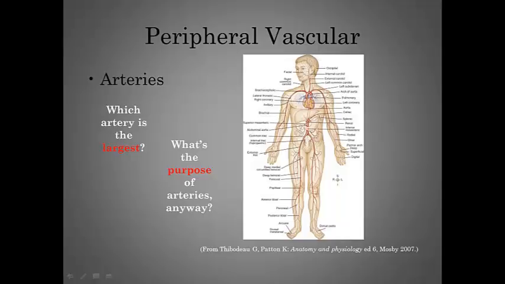And a fun fact, your brain makes up only 3% of your entire body's tissues, but it requires 20% of the oxygen it takes in. That means there are some really, really big arteries leading to and within the brain. More on that in neuro.